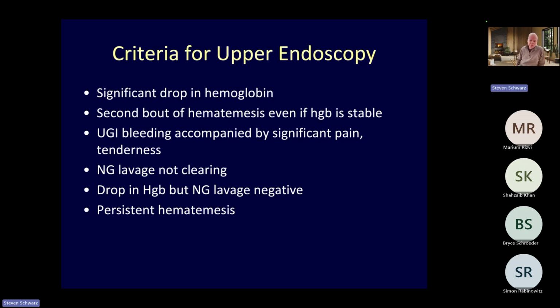So what are the criteria for upper endoscopy? Significant drop in hemoglobin, second bout of hematemesis even if the hemoglobin is stable, upper GI bleeding accompanied by pain or tenderness, NG lavage that's not clearing, drop in hemoglobin but NG lavage negative. You can have duodenal bleeding, and then you get pylorospasm, and so you don't identify it. It's upper GI but post-pyloric, and the patient has persistent hematemesis. Now, this is emergency endoscopy.